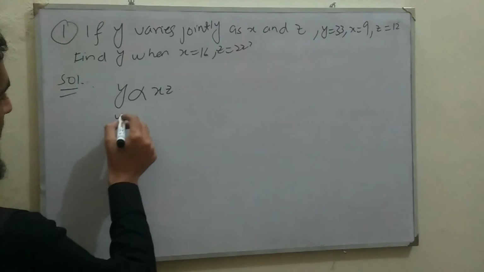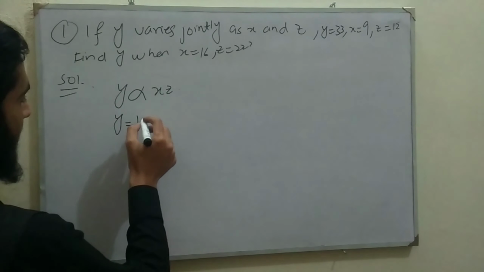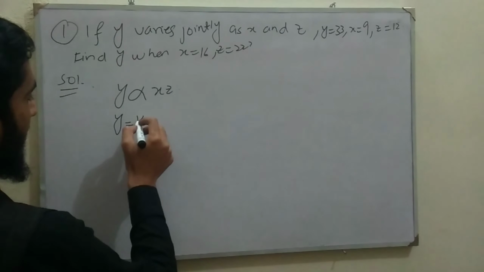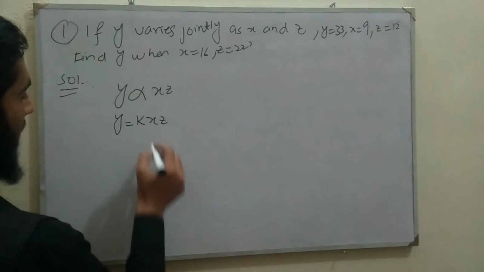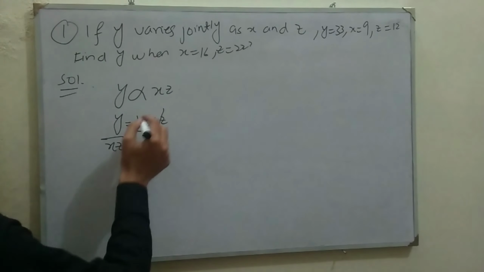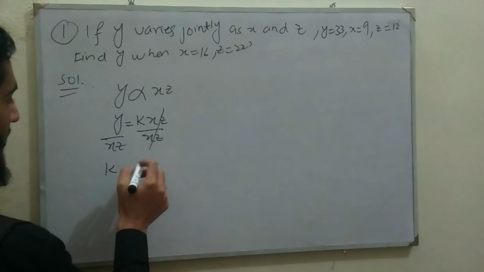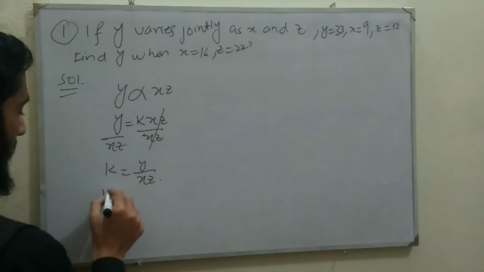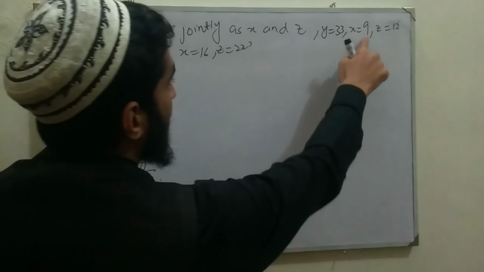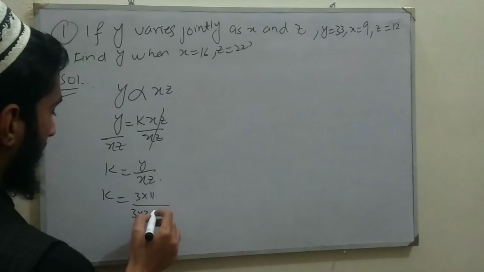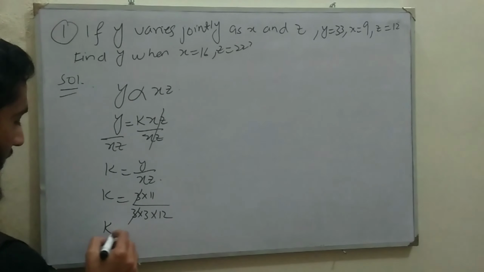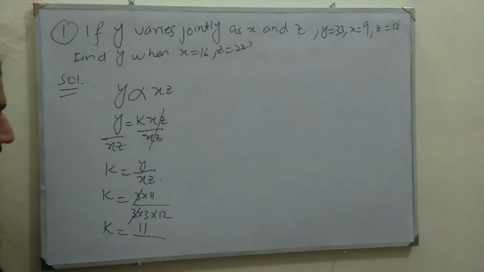By removing proportionality, we bring in the equal sign and a constant, just like we learned in the previous exercise 3.1. So y is equal to k x z, where k is a constant. Divide both sides by xz. xz and xz will cancel out on the right hand side, so k is equal to y divided by xz. Putting the values, y is 33, which can be written as 3 multiply 11, divided by x is 9, which can be written as 3 multiply 3, multiply z is 12. This 3 is cancelled out with this 3, so we are left with k equal to 11 divided by 3 multiply 12, which gives us 36.